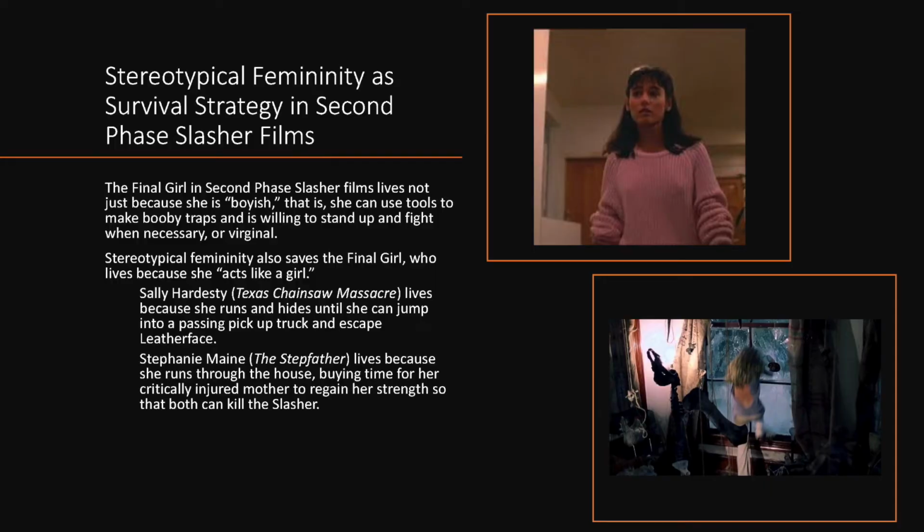In fact, in the slasher film, stereotypical femininity is often an important survival strategy, especially in the second phase films. So for instance, I talked about Sally Hardesty in The Texas Chainsaw Massacre. She runs and hides and she can jump. I forgot if this picture is from her first or second jump from a window in that film. She jumps through windows twice while she's running. And one of them, she jumps from a second-story window, doesn't manage to break anything, or maybe she's just so scared she doesn't feel it, and wow, I wish I could run that fast.